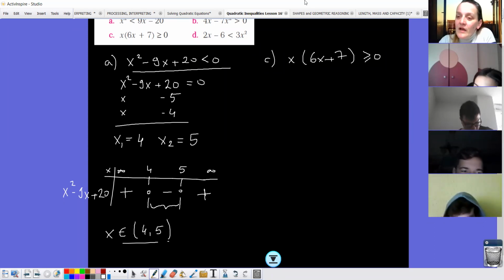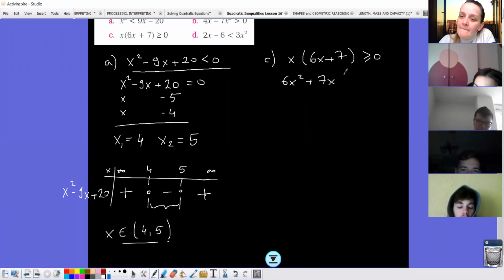Yes, teacher. How will we solve this one? Multiply x times 6x. Okay, it will be 6x squared plus 7x, bigger than or equal to 0. Greater than or equal to 0. Okay.